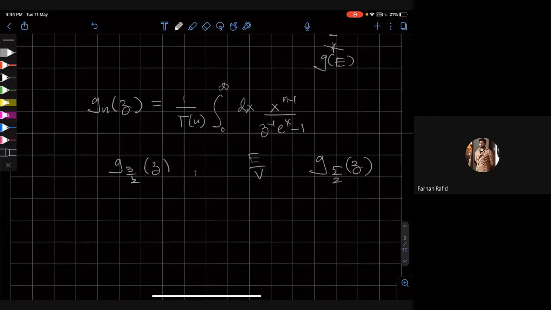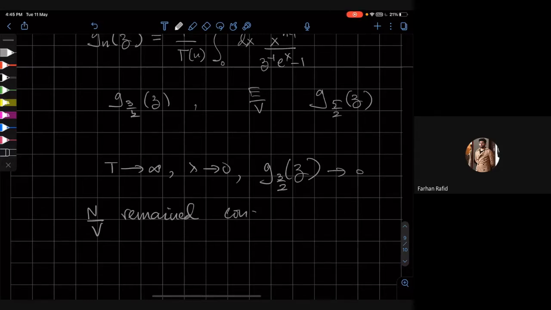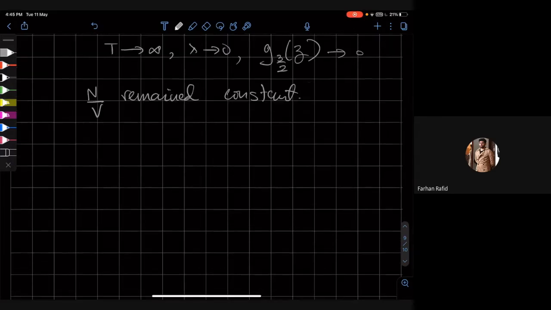So now, when we took T to infinity, then lambda went to 0, right? So in that case, what happened was that g_{3/2} of z went to 0 in such a way that N over V remained constant. But now what we're going to do is take T going to 0, which means that lambda will go to infinity. Now, is g_{3/2} of z going to remain constant like before?